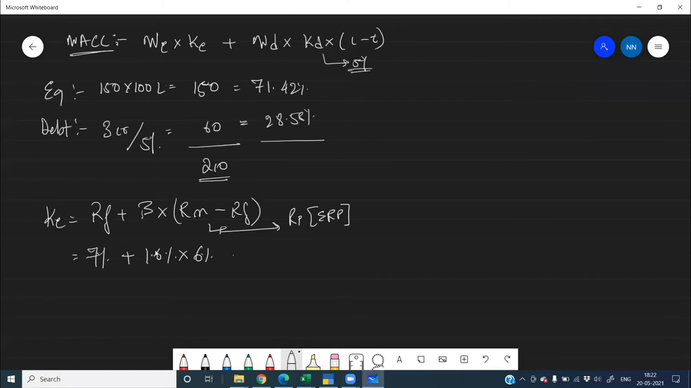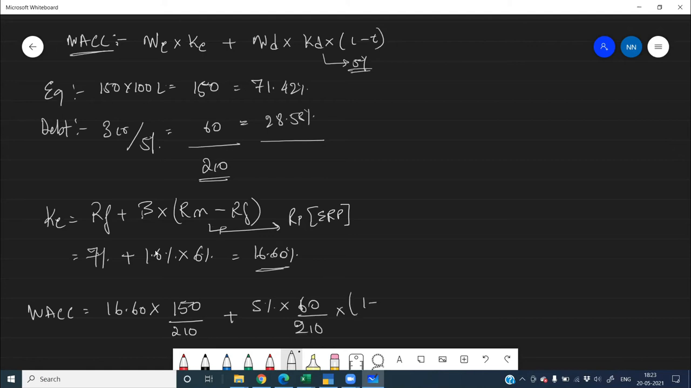So into 6%. So if I solve this, my answer will come to 16.6%. So now if I apply all these numbers in the formula of WACC, how will I get the answer? So now my WACC will be equals to 16.60% multiplied by 150 divided by 210 plus 5% into 60 divided by 210 multiplied by 1 minus tax rate. So how much is the tax? 40%.